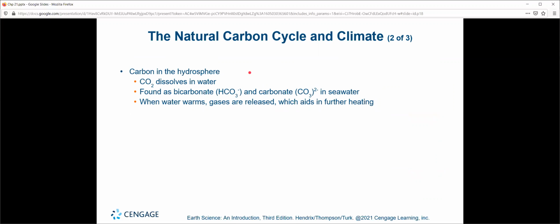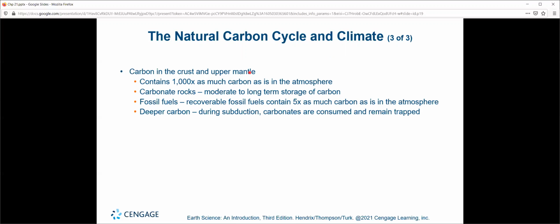So I talked a lot about the different locations of carbon. Here's some text to go along with what I was saying. Carbon in the hydrosphere, CO2, of course, can dissolve in water, and you can make carbonates in the seawater. And that seawater then can be warmed, gases released, right? Density differentials. But a vast majority of that carbon, in fact, is solidified in carbonate rocks as a moderate to long-term storage recipient, holder of that carbon.